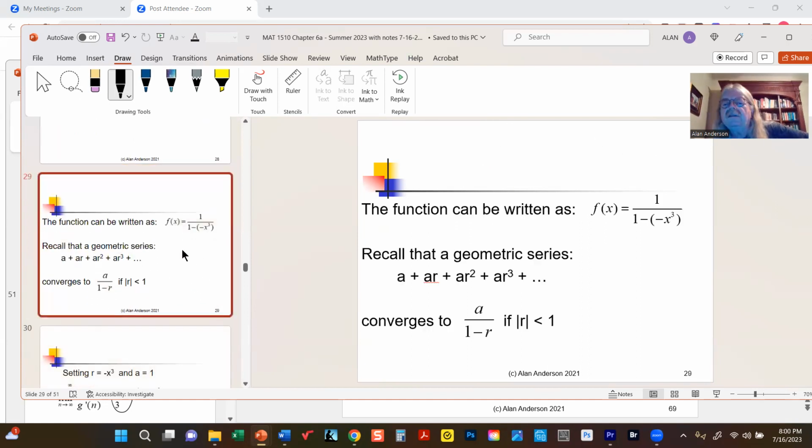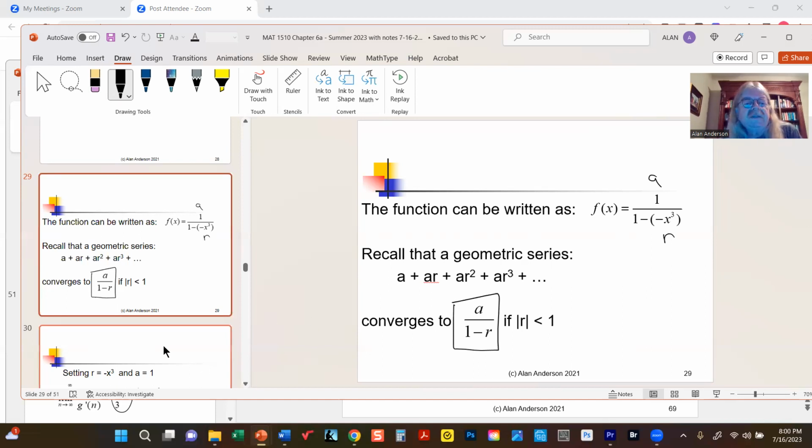Oh, well, how about this? Instead of thinking of it as 1 over 1 plus x cubed, let's think of it as 1 over 1 minus negative x cubed. Now, remember, if the absolute value of r is less than 1, the series converges to this expression. So this could be our a, and this could be our r.